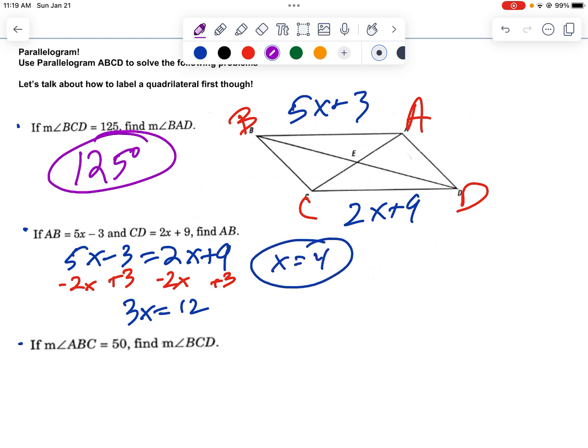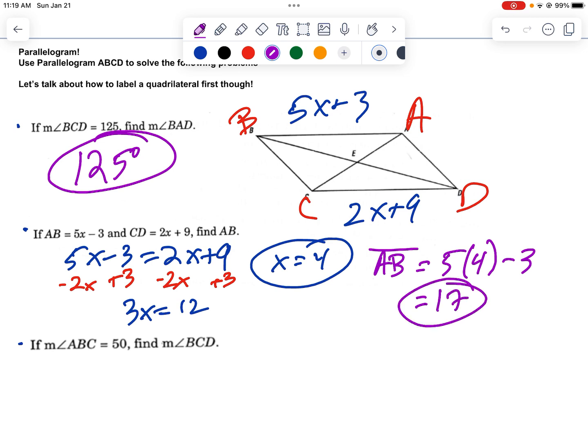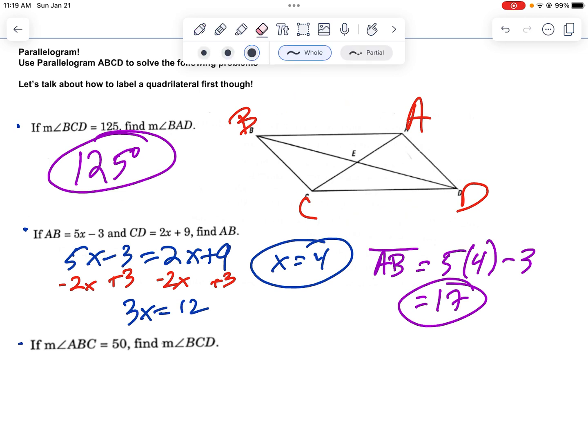Are we done? Great question. No, we're not. We have to find AB. So we've got to plug it in. 5 times 4 minus 3. 20 minus 3 is 17. All right, let's keep going.